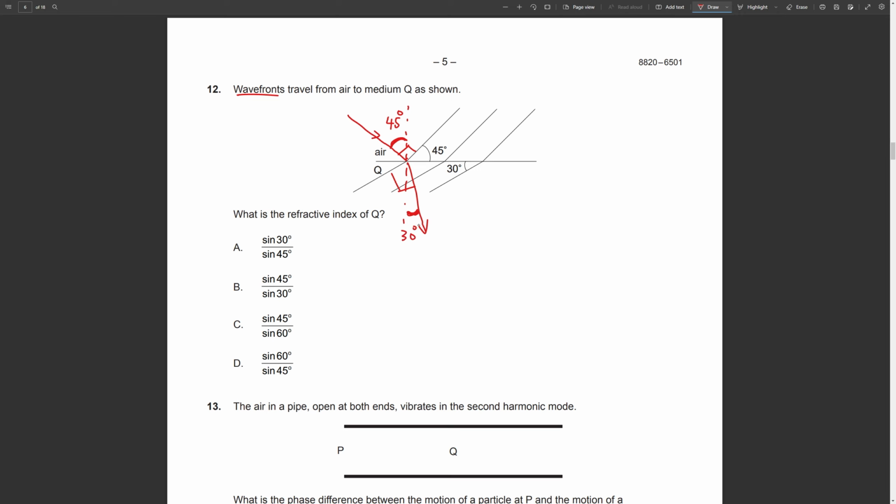It is 30 degrees. So, using the Snell's law, we can get N of Q divided by N of air. It is sine of the angle in air over sine of the angle in Q. N of Q is the unknown, but N of air is 1. It's something you should memorize. It's not given in the exam. The angle in air is 45 degrees. The angle in Q is 30 degrees. So the answer is B.